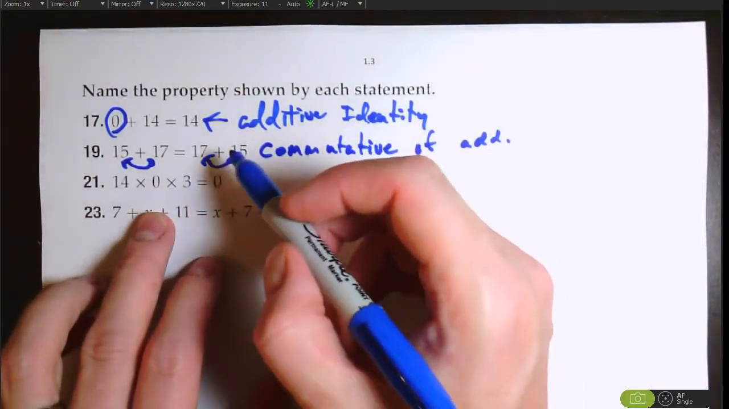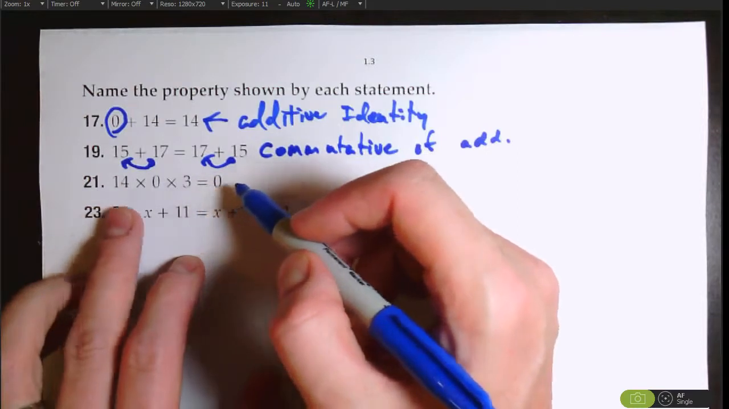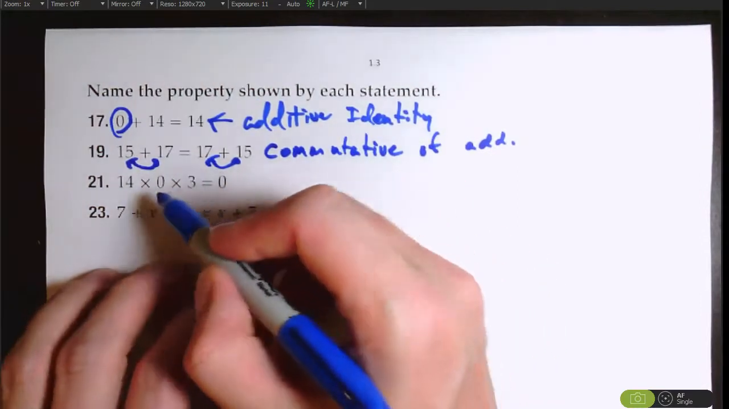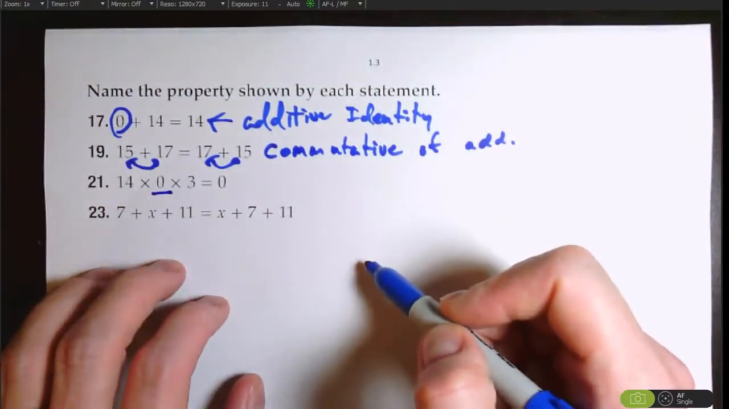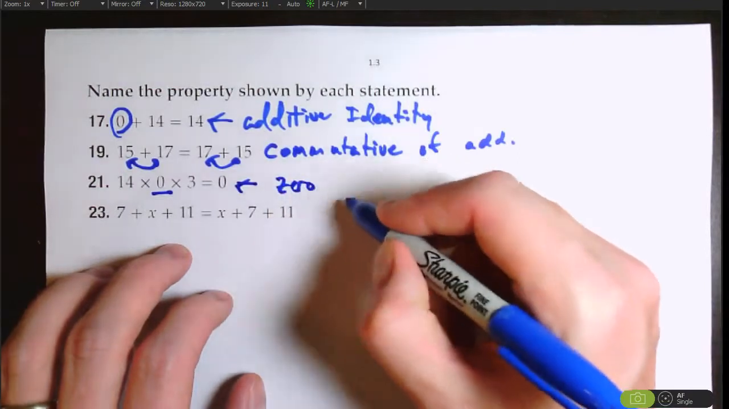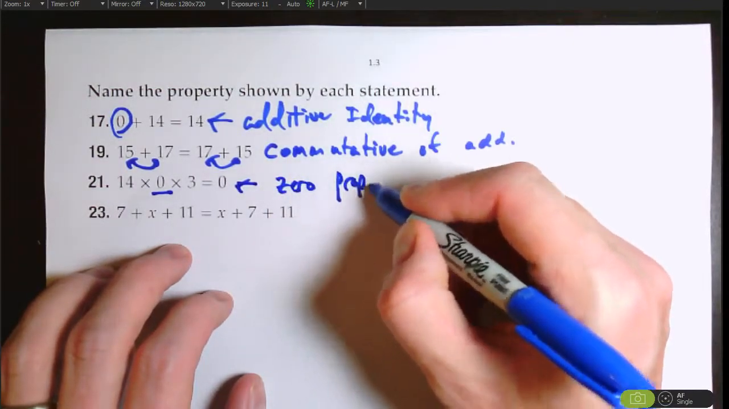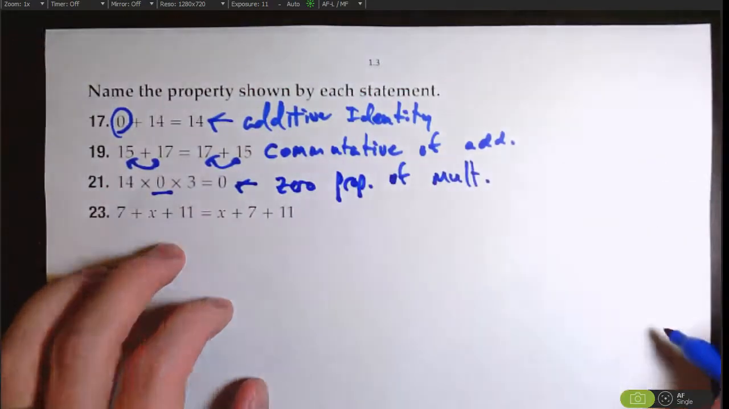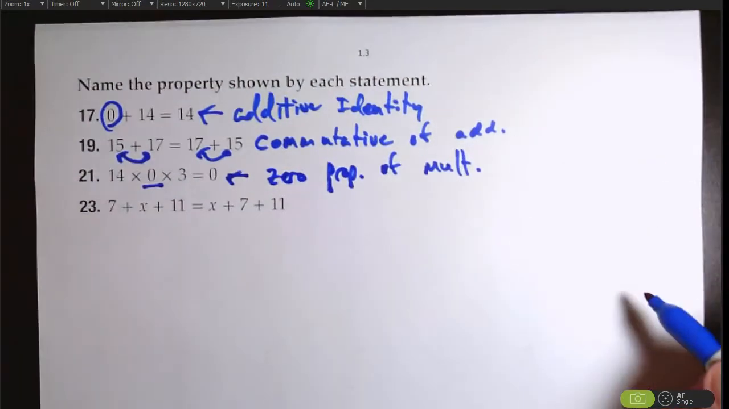Now, for number 21, okay, 14 times 0 times 3 equals 0. There's that 0 again. So this is the 0 property of multiplication. Okay, so that one is just a 0 property.